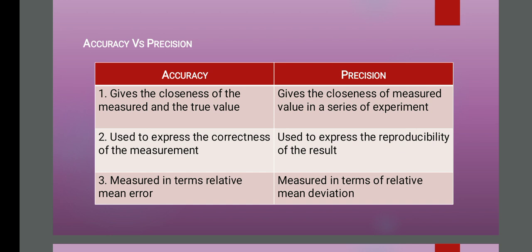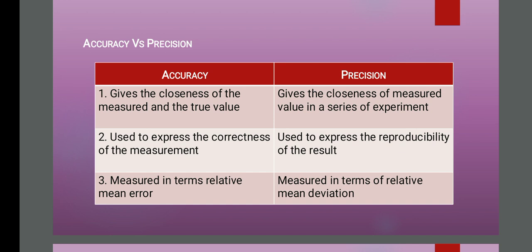You are doing a lot of experiments, and in that series, the value which is found to be repeatedly coming, we call it the precision value. Second difference is, accuracy is used to express the correctness of the measurement. How correctly we have measured, accuracy will express. And precision is used to express the reproducibility of the result. Reproducibility means one thing coming again and again.